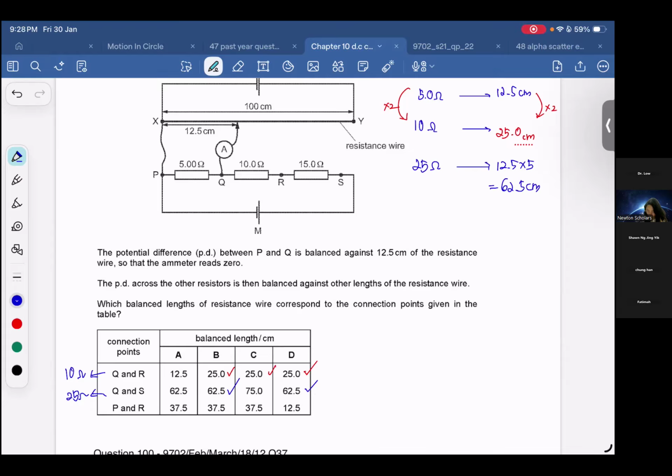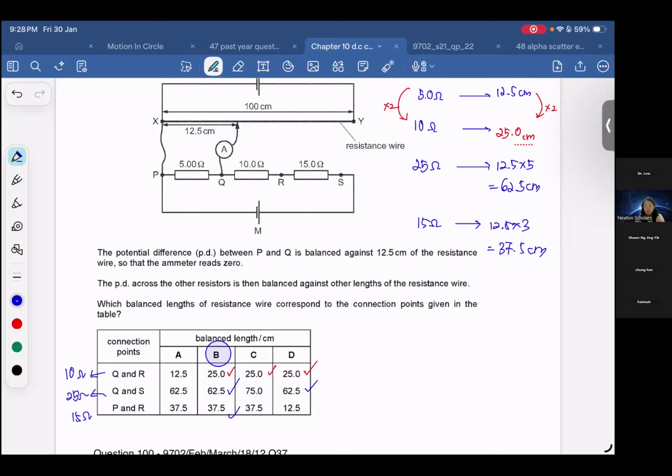Then continue with P and R. P to R is 15. 15 ohm. 15 ohm is times 3, so 12.5 times 3. So it equals 37.5 cm. So your answer should be B. Is that clear?